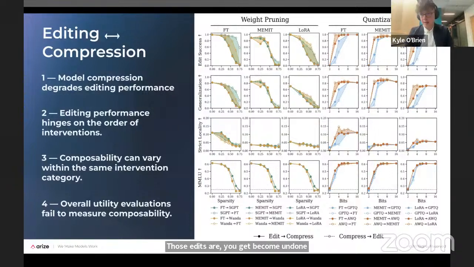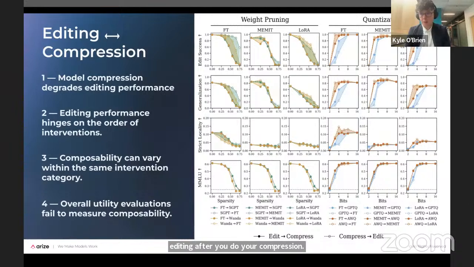So editing and compression, if you're doing aggressive levels of compression, such as if you're maybe pruning more than a quarter of your model or quantizing below 8 bits, then if you are going to be editing as well, you should be editing after you do your compression.